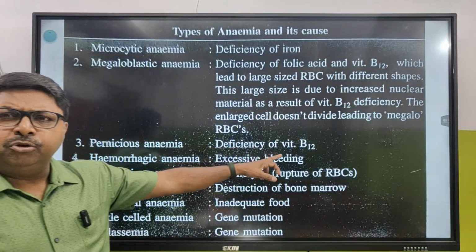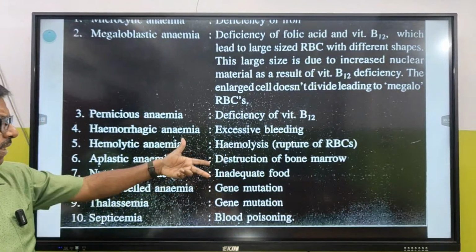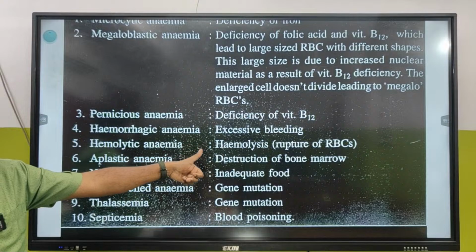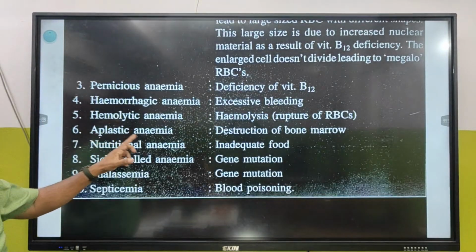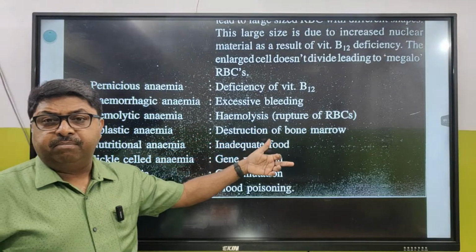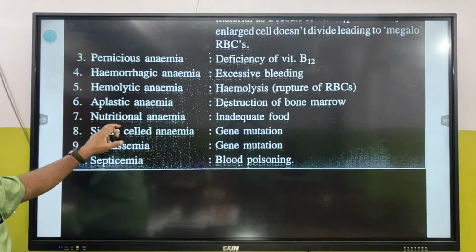Pernicious anemia, only due to vitamin B12. Hemorrhagic anemia, excessive bleeding occurs, and then there can be anemia. Hemolytic anemia, you already know, that is hemolysis, rupture of RBCs. Aplastic anemia, destruction of bone marrow is very important. If there is a destruction in the bone marrow, they can lead into the anemia, which is called aplastic anemia.